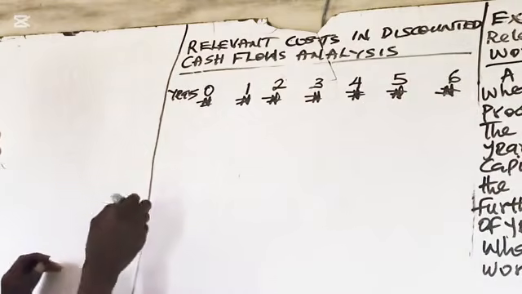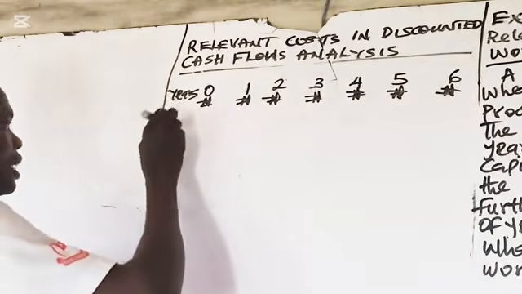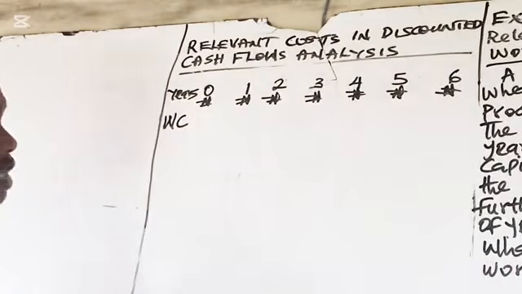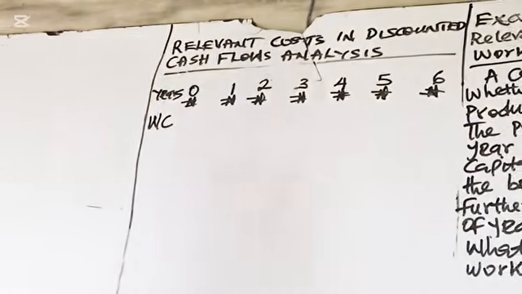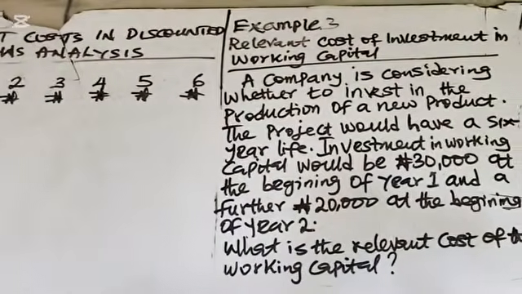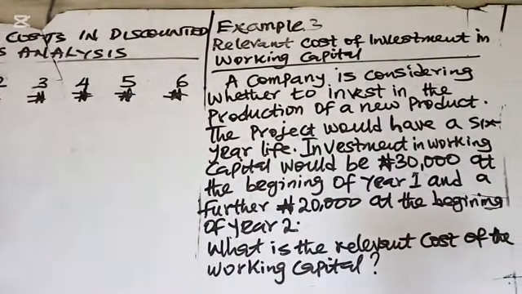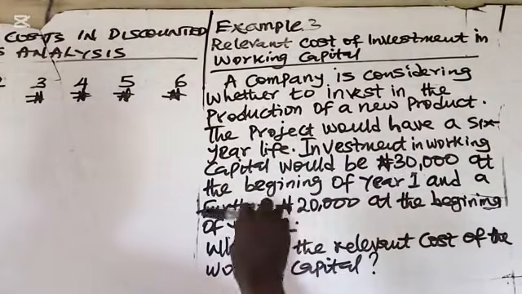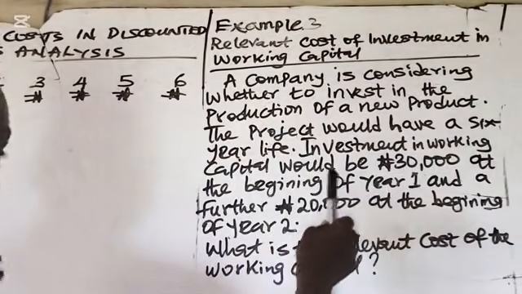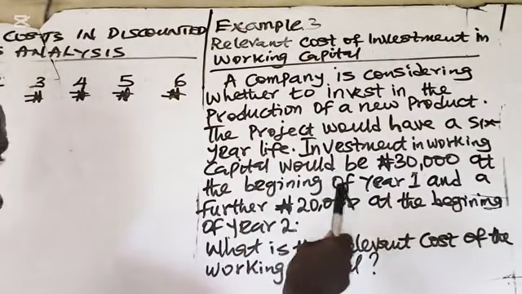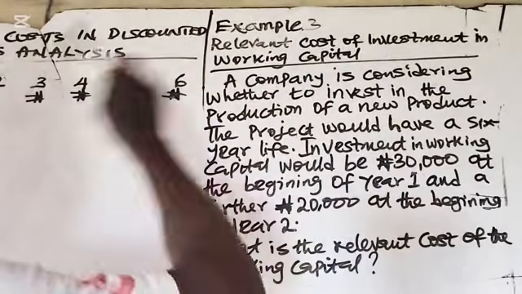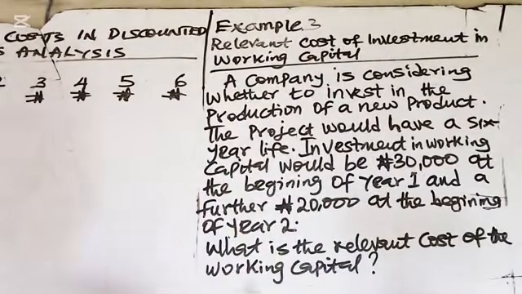So it means we have working capital, WC. At the beginning of year 1, that amounted to 30,000. The 30,000 you have at the beginning of year 1 will be treated as an outflow in year 0. I've told you cash flows occurring at the beginning of the year will be used in the immediately preceding year. Since it occurs at the beginning of year 1, you have it in year 0. The one that occurs at the beginning of year 2, you have that in year 1.